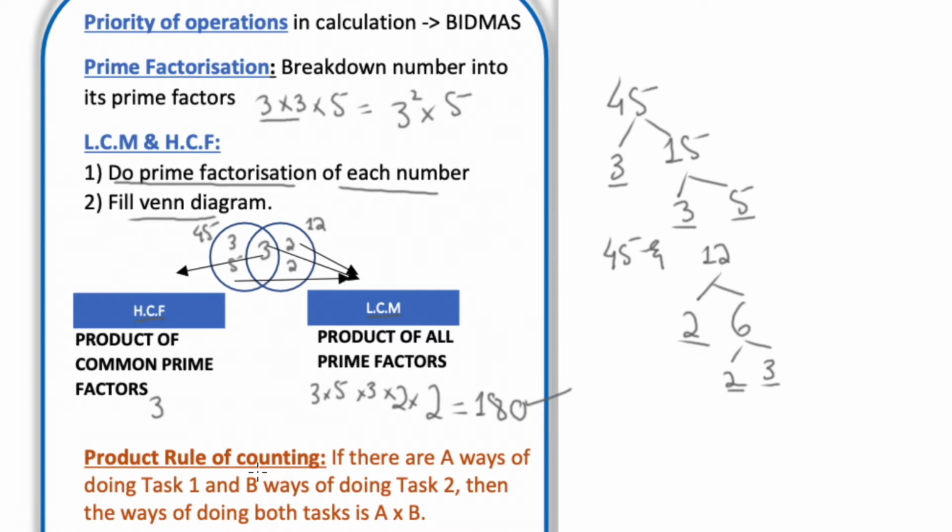And then the product rule of counting: if there are A ways of doing task 1 and B ways of doing task 2, then the ways of doing both tasks is A times B, which means you have to multiply both ways. So let's take an example. In a restaurant there are 3 different starters and 6 different main meals to choose from. How many possible combinations are there when choosing a starter and a main meal? You can find the total possible combinations using the product rule, meaning you multiply the two. So there are 18 total possible combinations.